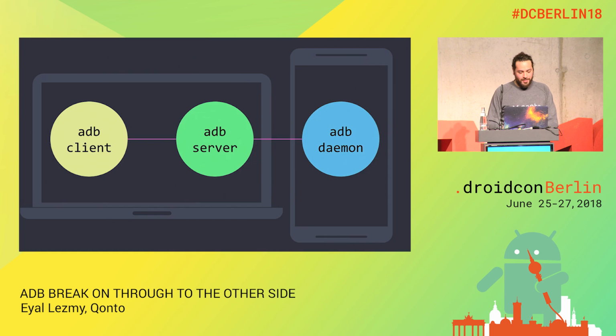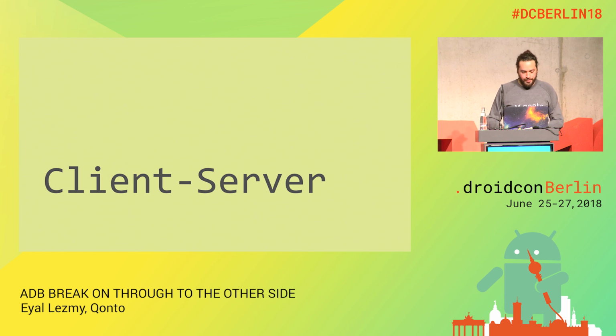ADB internals. So we have our big picture: the ADB client, the ADB server, the ADB daemon. And all these parts are talking to each other, and they have a specific protocol to discuss with each other, and each one has evolved. So I've named them: the first one is CS for client-server, and the other one is SD for server-daemon. Okay? Let's start with the client-server.